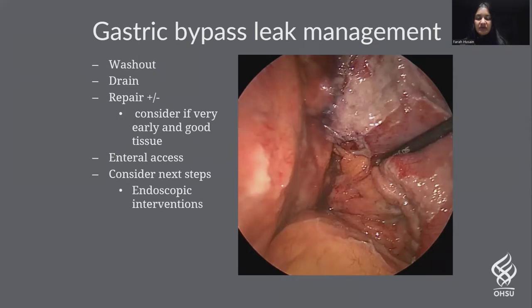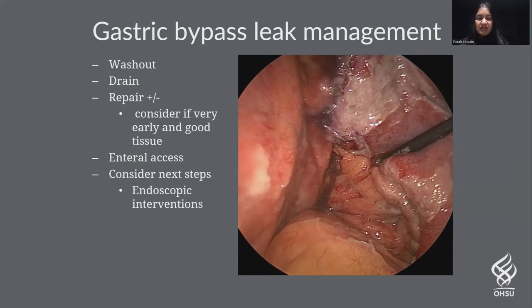Bypass leak management is very similar to sleeve leak management. If they're hemodynamically stable, you have time and you can think about a multidisciplinary approach. If they're not stable, you want to get to the operating room, either laparoscopically or open. It doesn't matter your approach as long as you control the situation. Wash out the belly well, put drains in the area, and consider a repair.